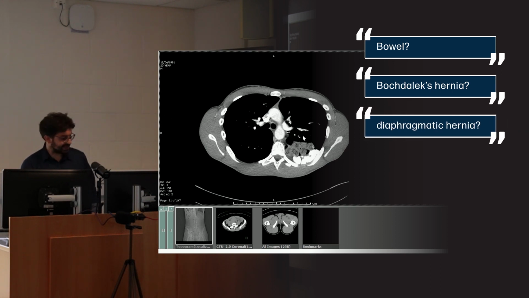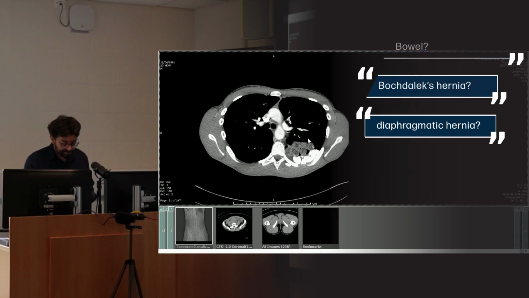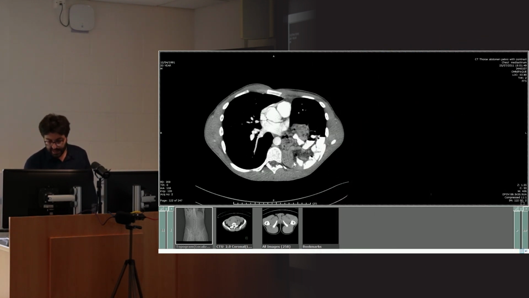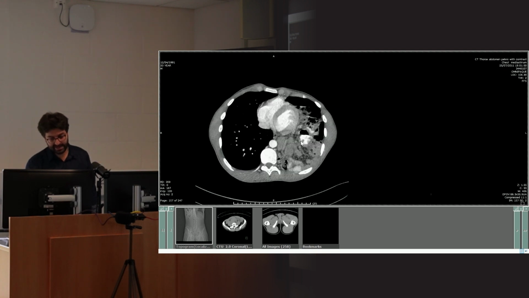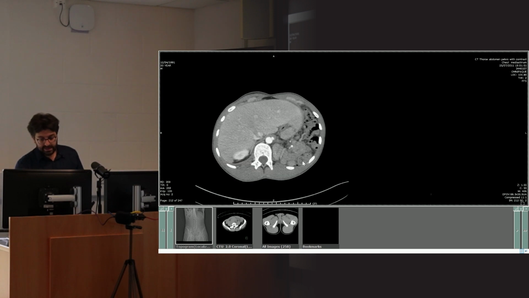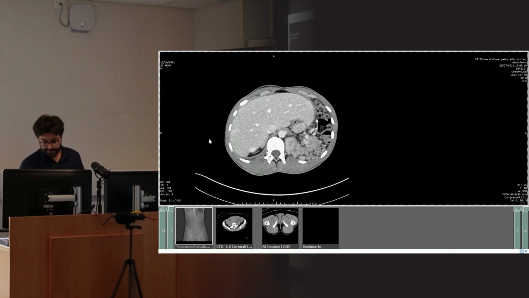Yes, so this is a congenital diaphragmatic hernia. Obviously, you can look for other causes like trauma and that kind of thing. This was not a history of trauma. So this was a congenital diaphragmatic hernia, and they've got a lot of their bowel sitting within their chest. Fine. Then we come down to the abdomen.